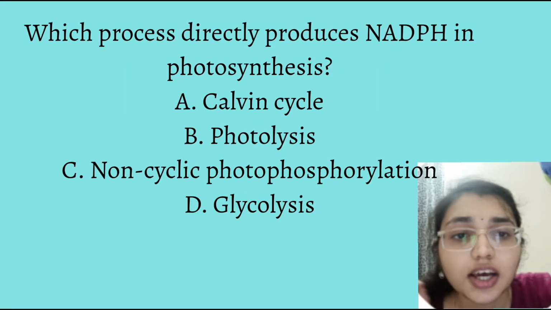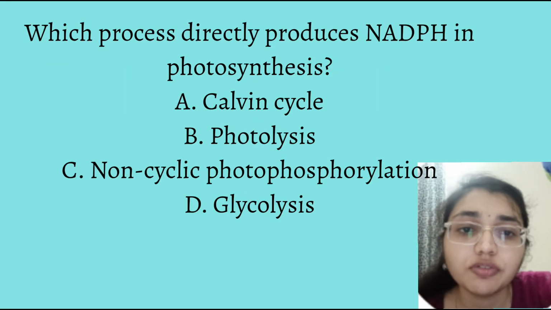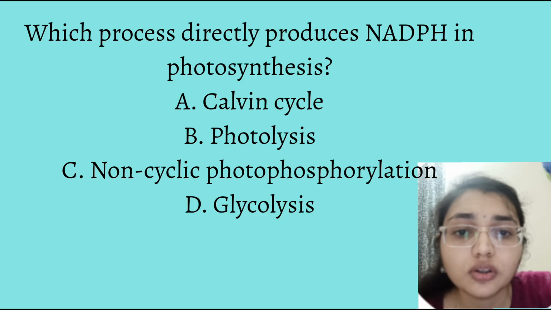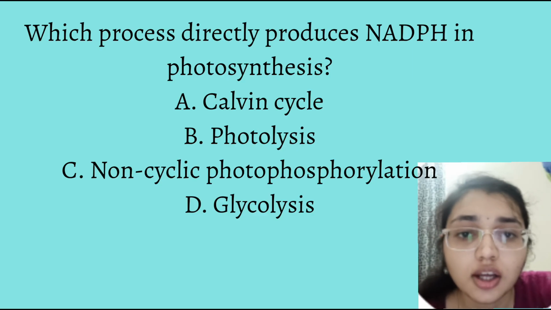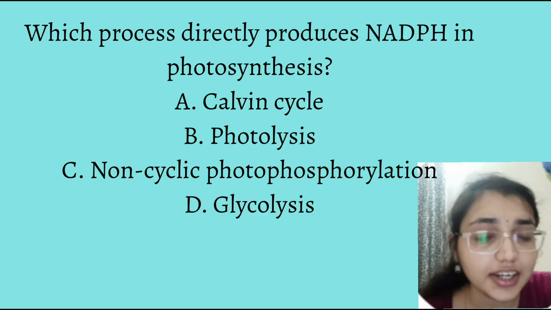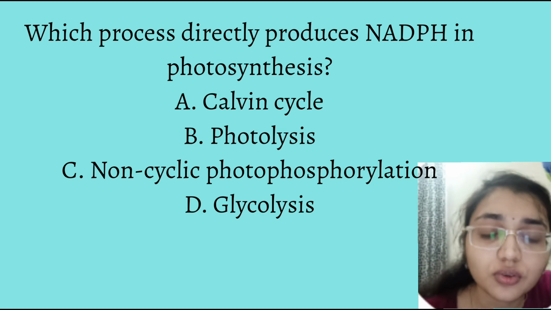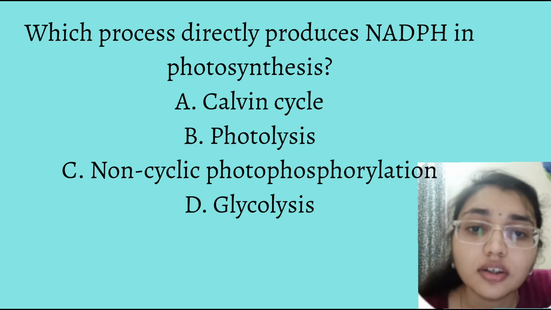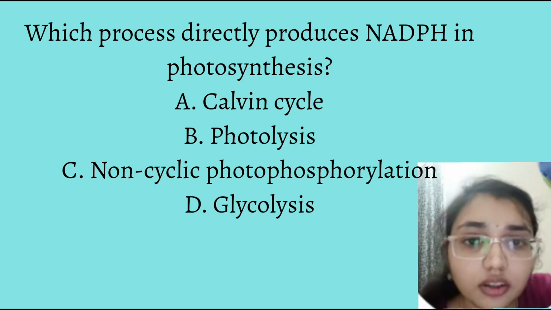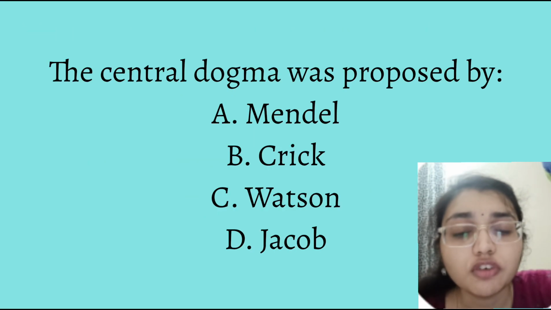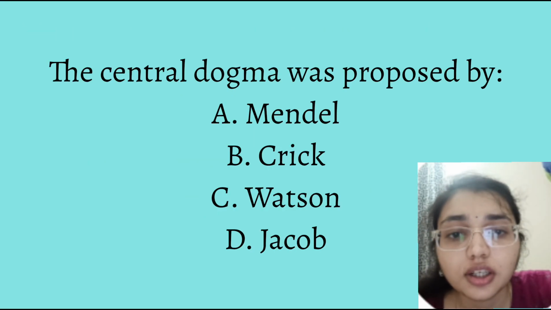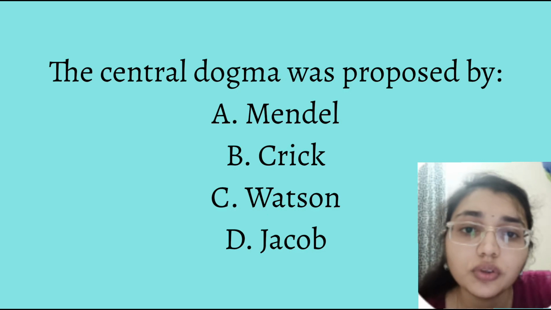Which process directly produces NADPH in photosynthesis? So that is the non-cyclic phosphorylation. That is the process that directly produces NADPH in the photosynthesis. So here the answer is C option. The central dogma was proposed by option A Mendel, option B Crick. So here we know that the central dogma was proposed by Crick. Option B is correct.